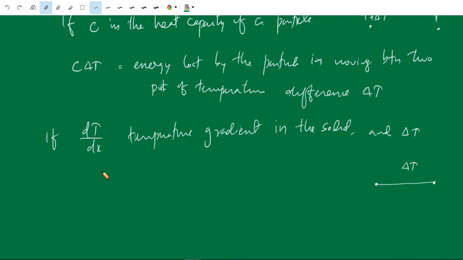So if delta T is the temperature difference, then we can write delta T as dT by dx into Lx. Here Lx is the distance between these two points. So this is actually one of the free paths along the x direction. This can be written as dT by dx into Lx is equal to Vx, the velocity of the particle along the x direction, into tau. Tau is the time taken for a free path, that means the time between successive collisions.